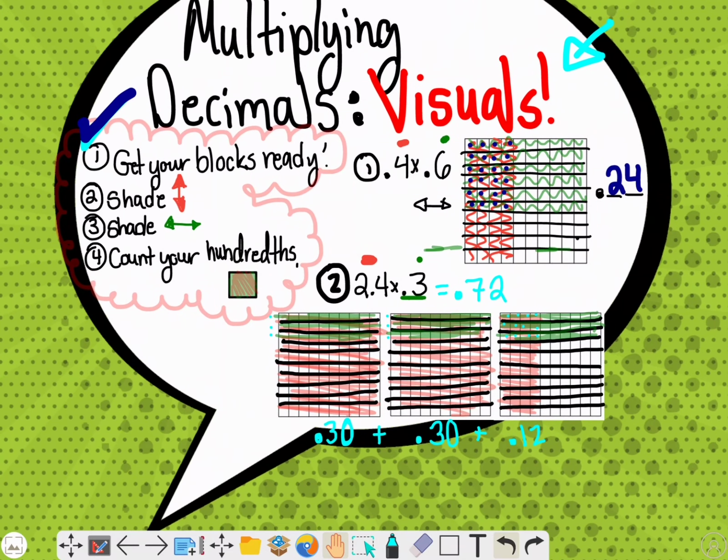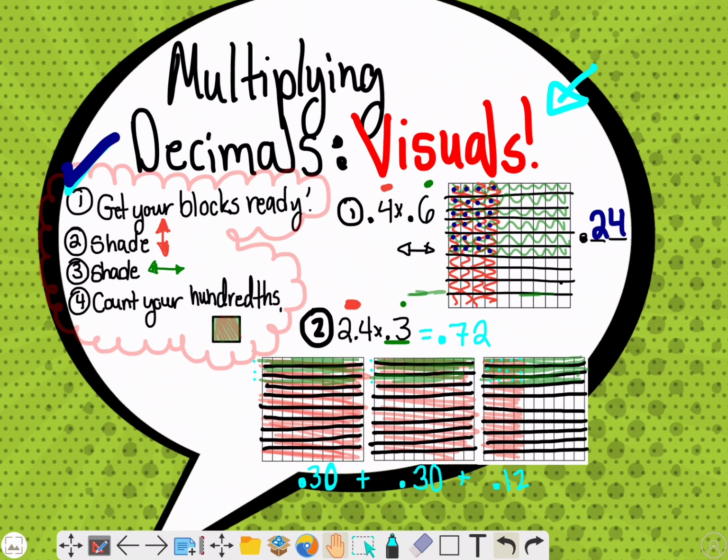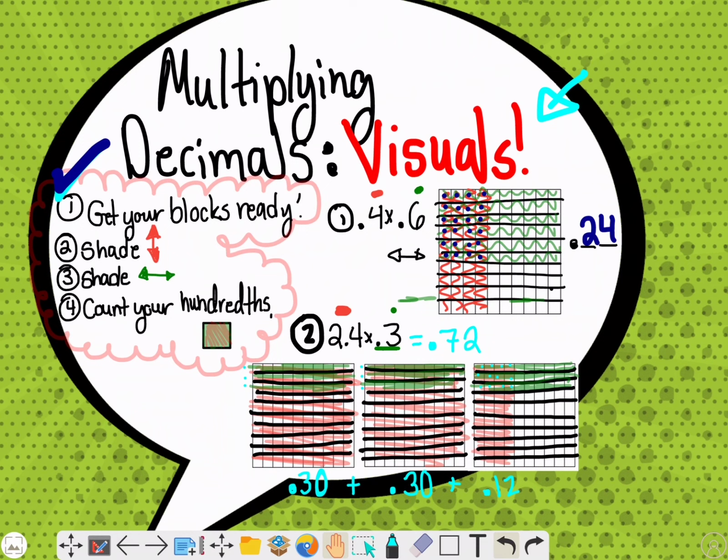I would invite you to take a screenshot of this so you kind of remember what the visuals are and how to set it up. I'll probably do a video about this similar concept later in the year because you'll probably be covering it later in the year.